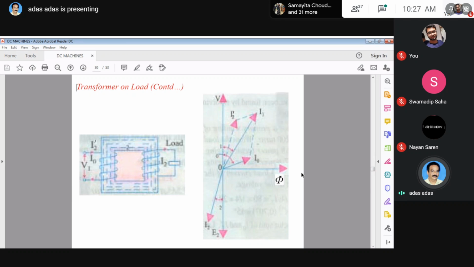These are the next portions. Since there is some angle, there is resistance, inductance, etc. So there is an angle between V and I2 dash. In this case, since it is lagging actually, I0 and I2 dash will give you I1. So this is the phasor diagram.